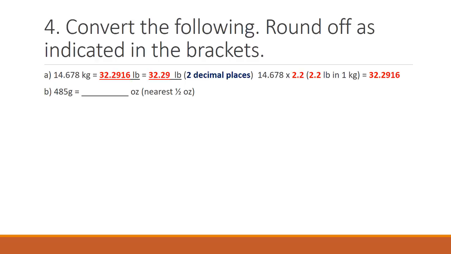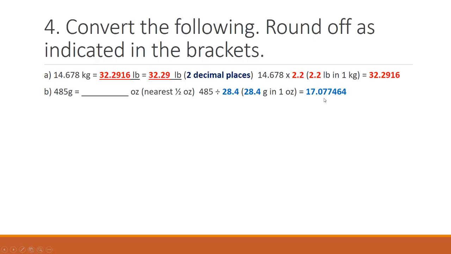How many grams are there in an ounce? There are 28.4 grams in an ounce. So we take the 485 grams that we have, we divide it by 28.4, the amount of grams in 1 ounce, and we get 17.077464.